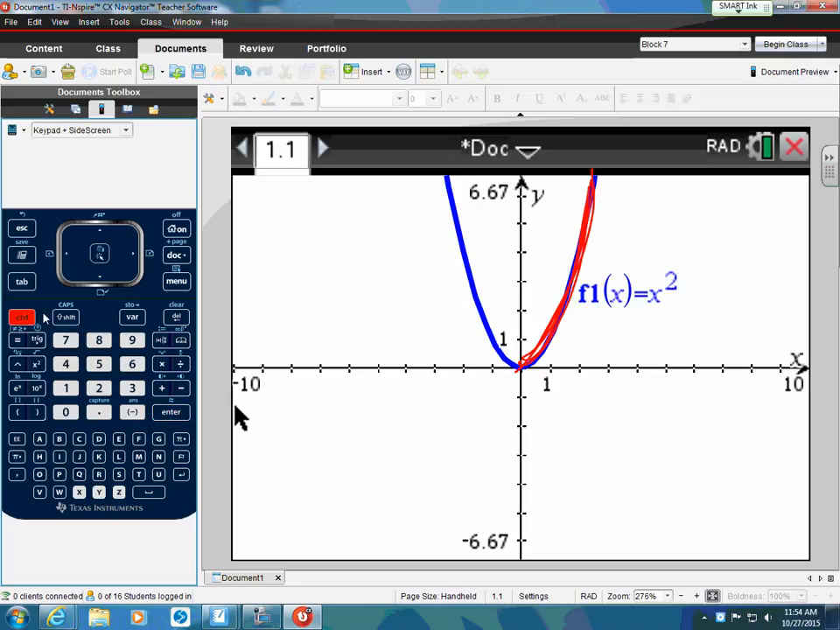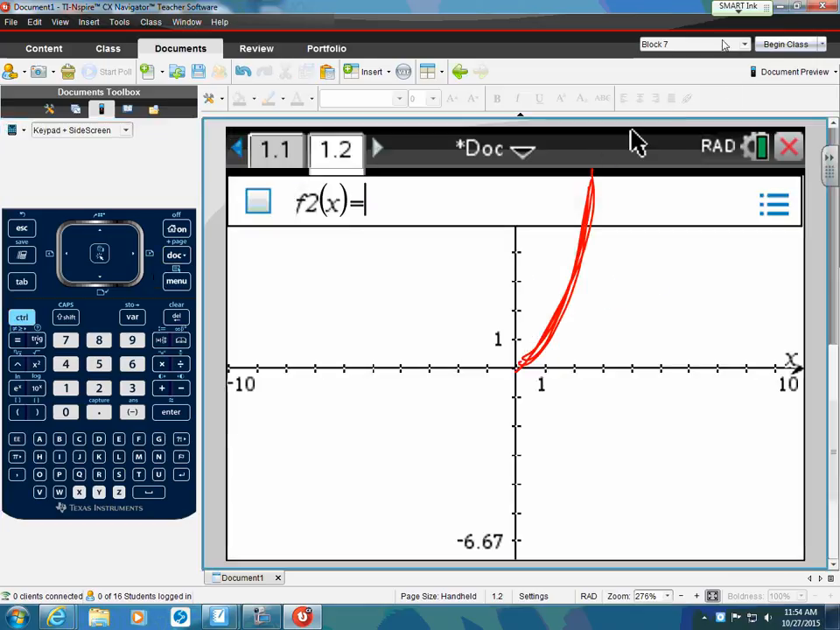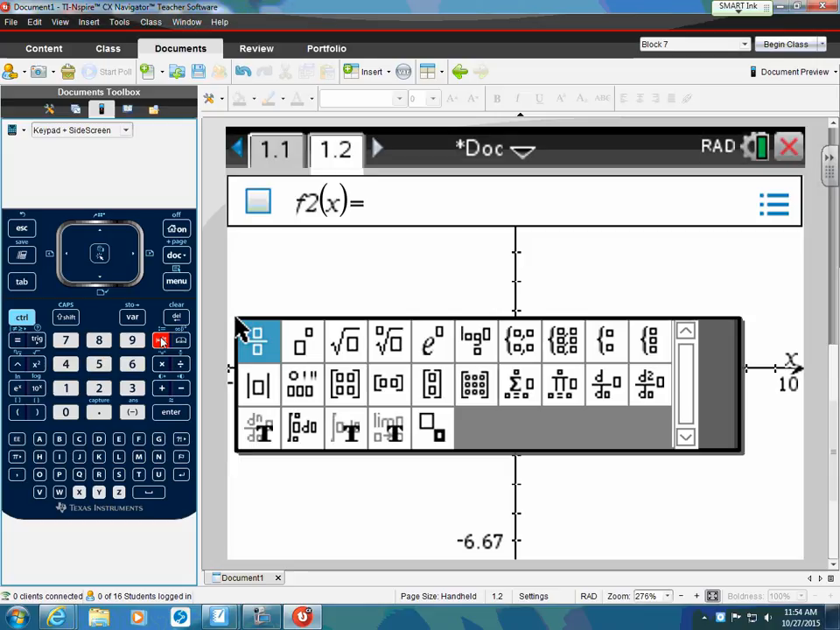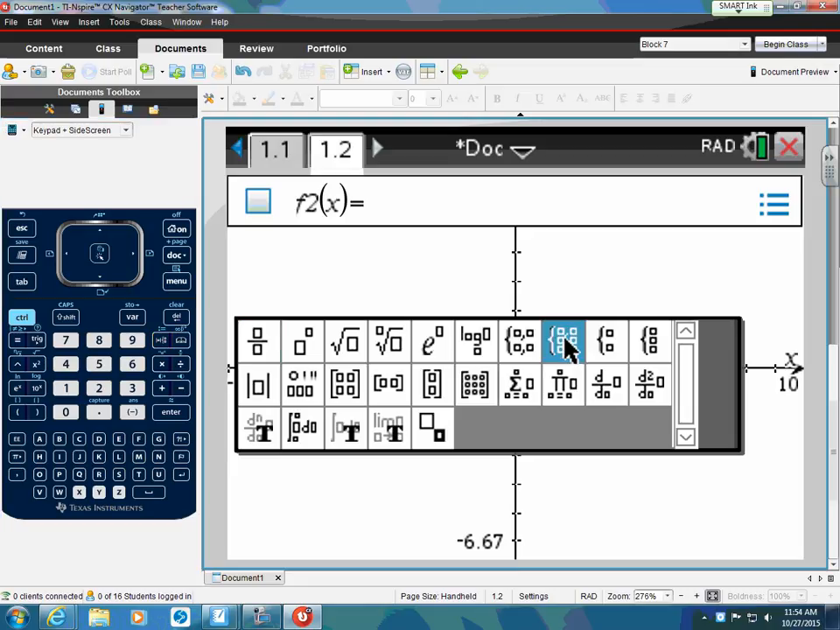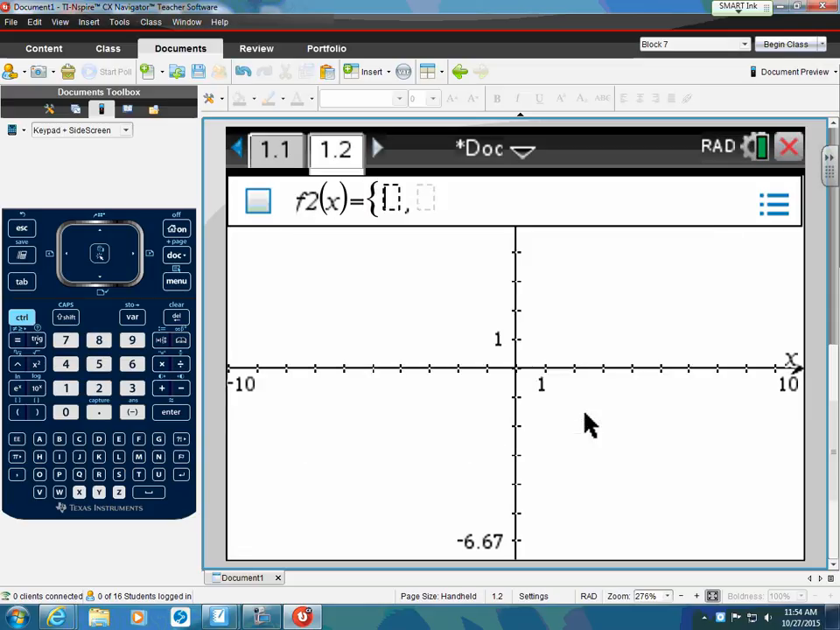So let me add a new page to this document, a graphs page. Let me get rid of that ink. Okay, so this time I want to push this button right here, that's to the right of the 9. And I want this piecewise right here, the one that looks like a 3x3. And it's going to ask me how many pieces do I want. I'm going to say I want 1 piece. And that's when I can just say, I want x squared.